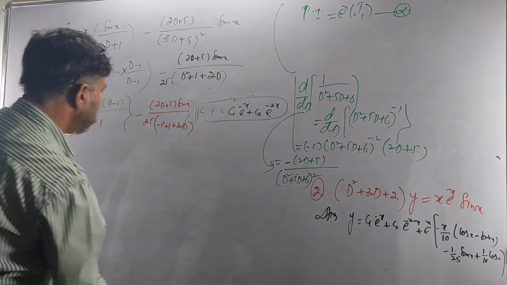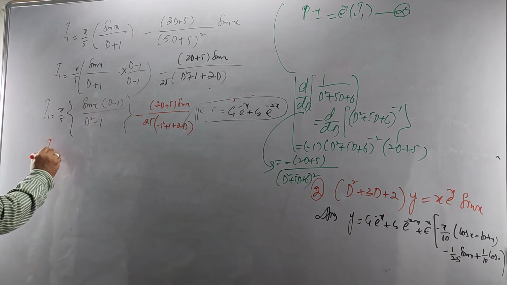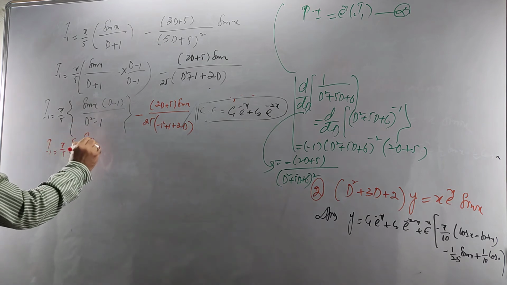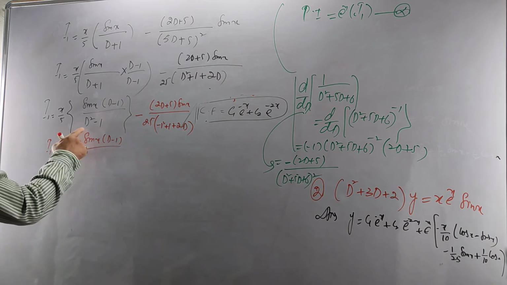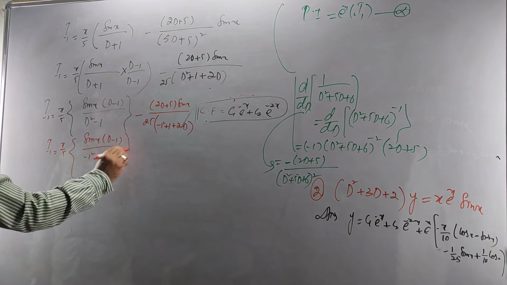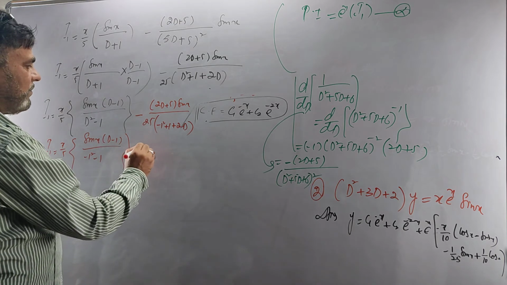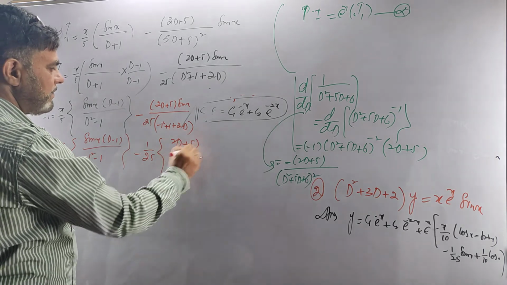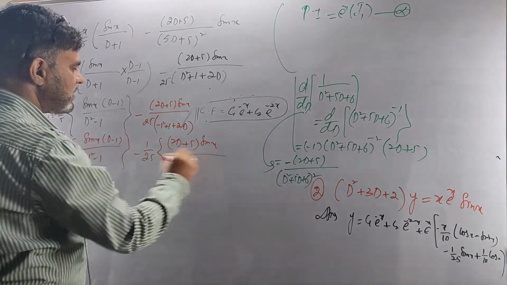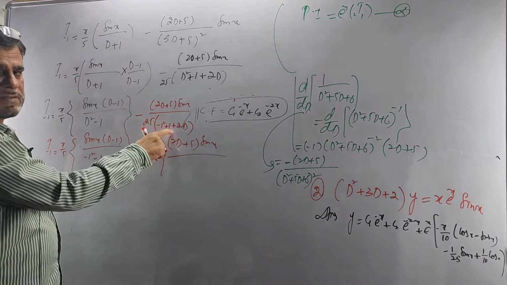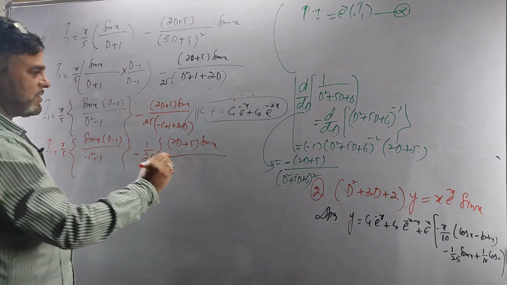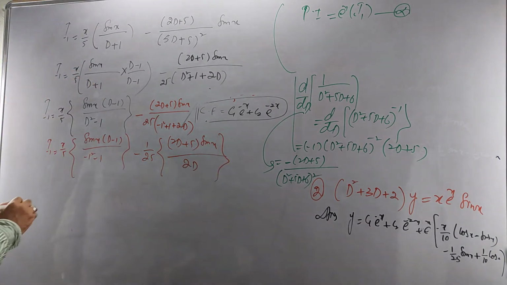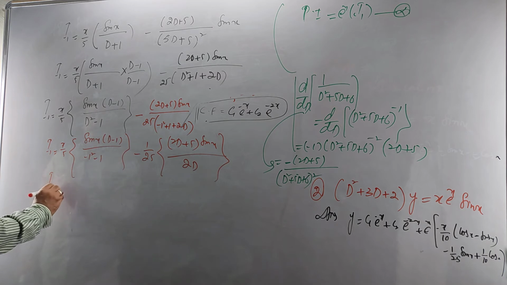Now just look what is this now. It is I1 is x by 5, this is sine x d minus 1 by minus 1 square minus 1 here. This is minus 1 by 25. It is 2d plus 5 sine x. What is this now? Minus 1 square plus 1. It is minus 1 plus 1. It is only 2d.